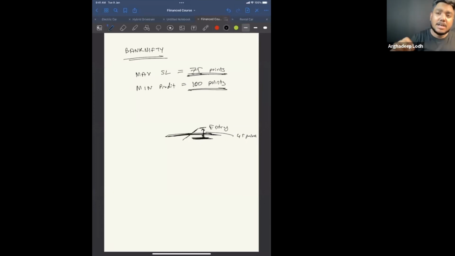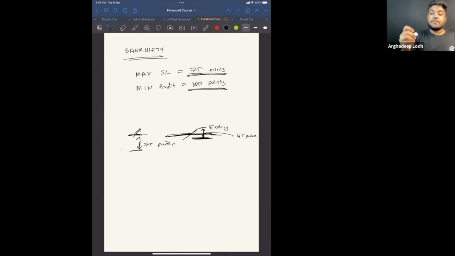Otherwise, if you can't find any logical SL, चलो यहाँ पे आप trade लिया, you took a trade here, and below that, यहाँ पे आप long ले. Now you cannot see any logical SL level. Now you will place your SL at 75 points.